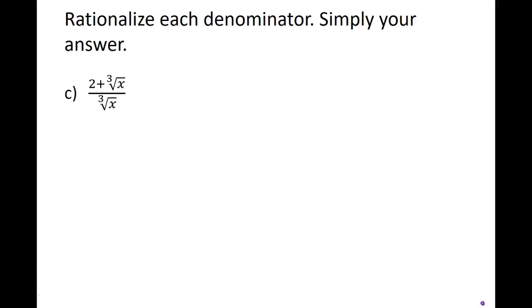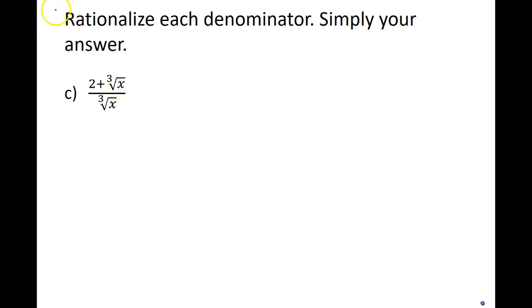Okay, for our last example, rationalize each denominator and simplify your answer. For letter C, we have 2 plus the cubed root of x over the cubed root of x, and my goal here is to get rid of this radical, so this cubed root. It's a little bit different from when it's square root, because for this one my goal is not to make this a perfect square, my goal is to make it a perfect cube.